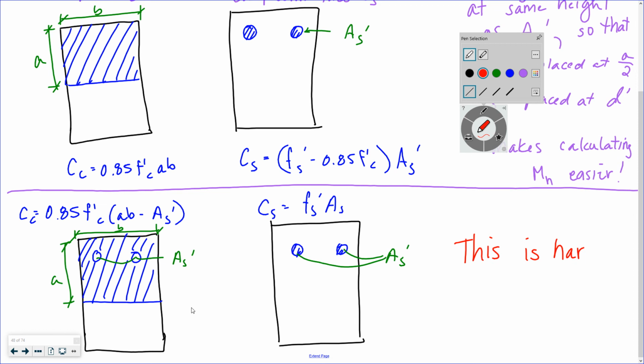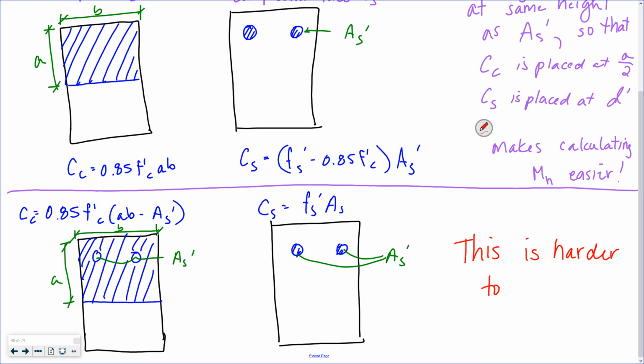Can't even spell the word harder. You need to find the centroids in order to find the moment arms, to find the nominal capacity. So that is why we do that little correction. And 10 minutes on why we rearranged something.